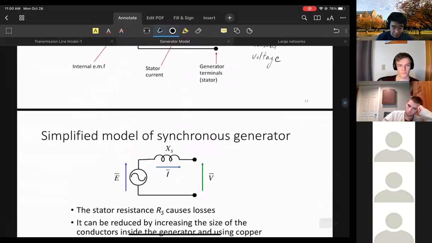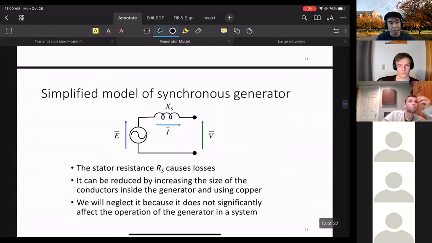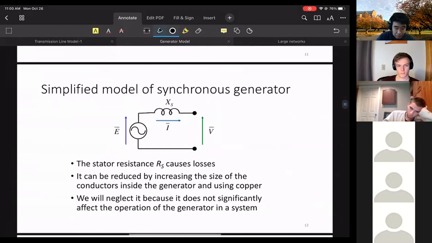All right, so most of the time we'll just ignore RS because RS is very small, and it really doesn't change any numbers we compute for this generator. So we'll just ignore RS and think of the wire as mostly ideal. What controls the power output of the generator is the internal field, the terminal voltage, and the angle between these two voltages. You can think of both as complex voltages, so their magnitude and angle difference control the power flow through this generator.